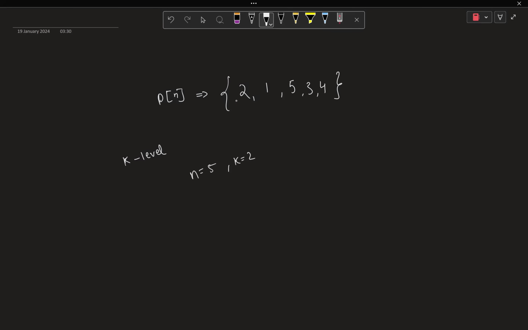Then this is a subarray of length k. This one is a subarray of length k. This one is a subarray of length k. This one is a subarray of length k, and this one is a subarray of length k. It has a sum of 3, 2 plus 1 is 3. This has a sum of 6, 1 plus 5 is 6. 5 plus 3 is 8. And 3 plus 4 is 7.